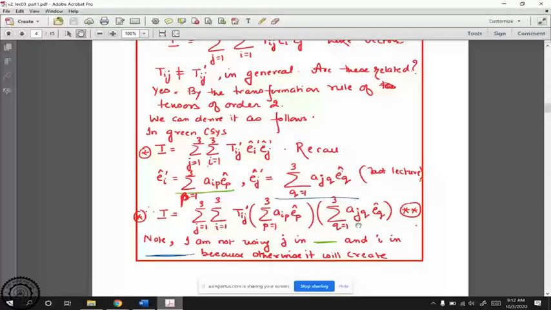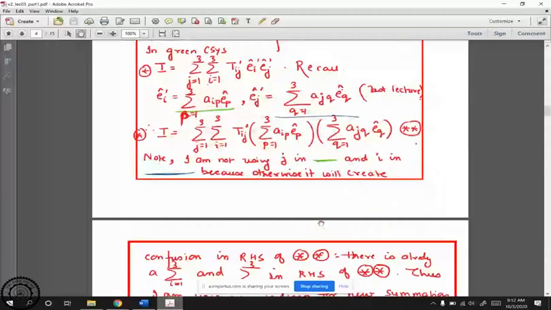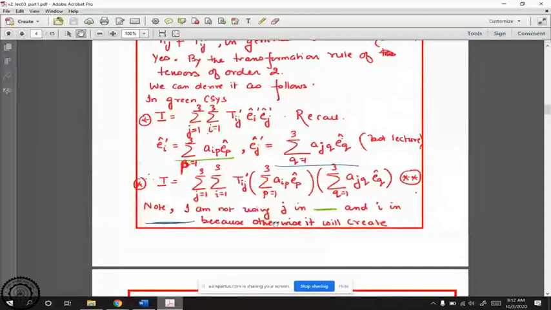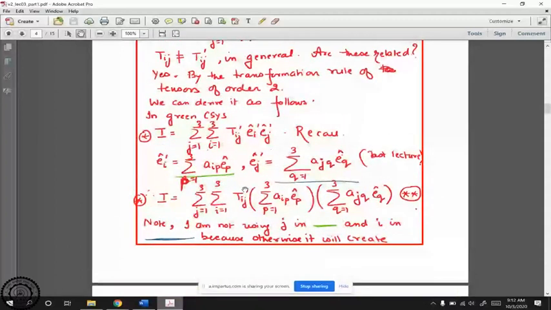Now, here, I want you to pay attention to the fact that in this expression, there are two summations already. One is running over I and the other is running over J. Now I'm going to bring in one more summation for EI prime and another one for EJ prime.